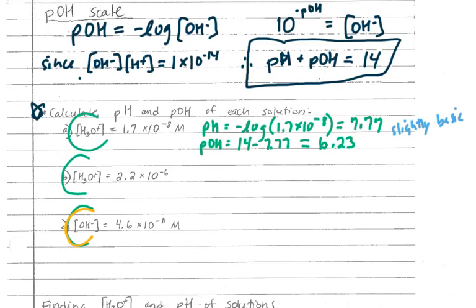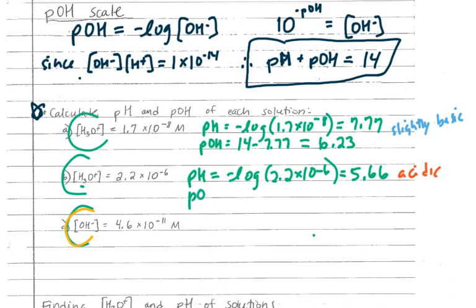Second problem, very similar. It's giving us the concentration of hydronium ions. Maybe you want to pause here and try to answer the rest yourself before checking your answers. Just going to take the negative log of 2.2 times 10 to the negative 6, and we get a pH of 5.66. That's acidic. And the pOH we can calculate using subtraction. 14 minus 5.66 equals 8.34. And that's the pOH.